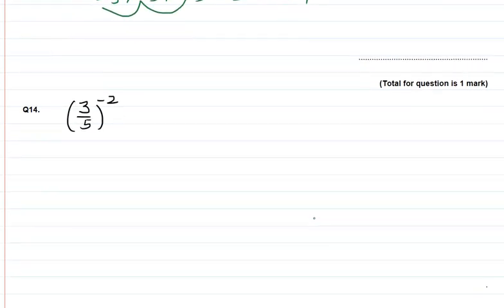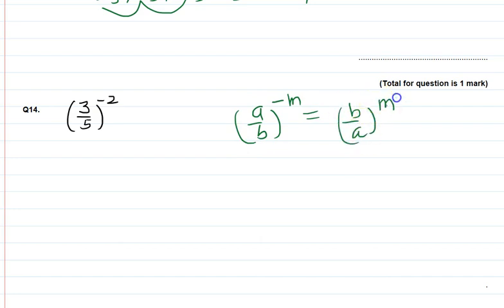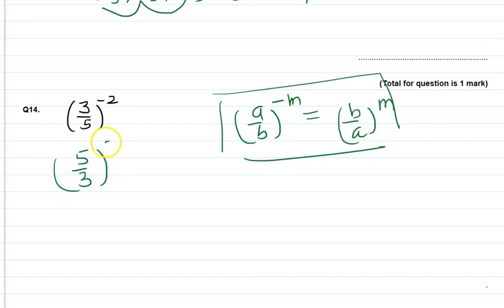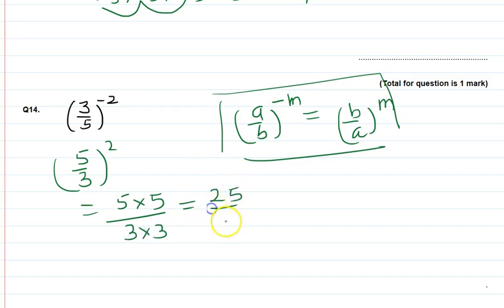Now next one is 3 by 5 to the power minus 2. So here is a rule. If a over b to the power minus m, you just flip it, b over a, then the power will be positive. So this is the rule. Now 3 over 5 to the power minus 2, so if we flip it, 5 over 3, then the power will be positive, and then you can write down 5 times 5 and 3 times 3. So 5 times 5 is 25 and 3 times 3 is 9.